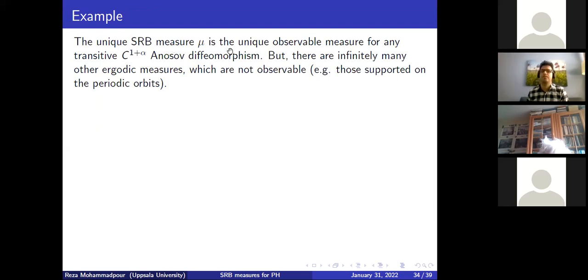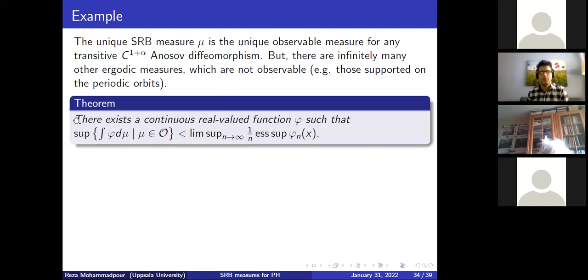The unique SRB measure mu is the unique observable measure for any transitive C1 plus alpha Anosov diffeomorphism. That's obvious by definition. But there are infinitely many ergodic measures which are not observable; consider those supported on a periodic orbit. So there exists a continuous real-valued function phi such that the supremum of the Lyapunov exponent over the space of observable measures is smaller than the limsup of 1 over n times the essential supremum of phi_n(x), where phi_n(x) is a Birkhoff sum.